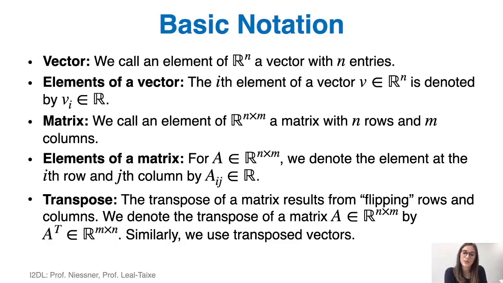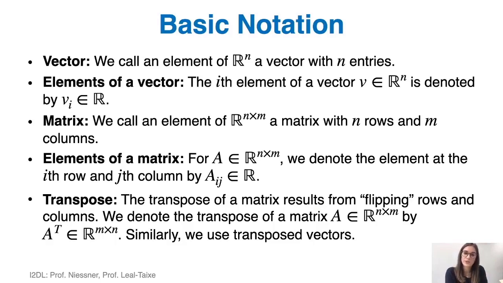Another notation that I want to shortly review is the transpose of a matrix. The transpose of a matrix essentially is just flipping columns and rows. You just flip them around, and we denote the transposed matrix of the matrix A by A to the power of T, which refers to transpose. When the matrix A is an element of R to the power n times m, then the transposed matrix, as we flip rows and columns, is an element of the set R to the power m times n. So we also flip the dimensions.